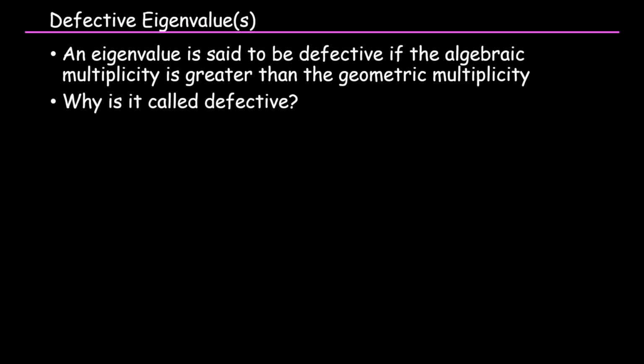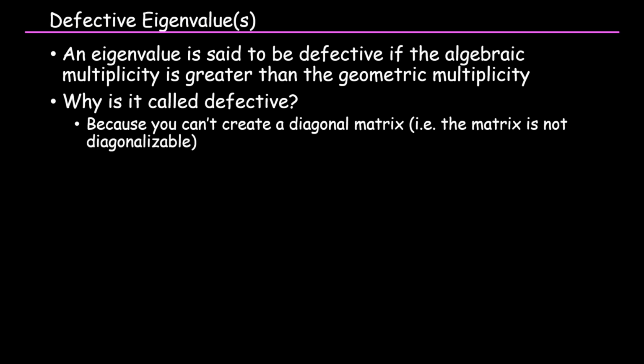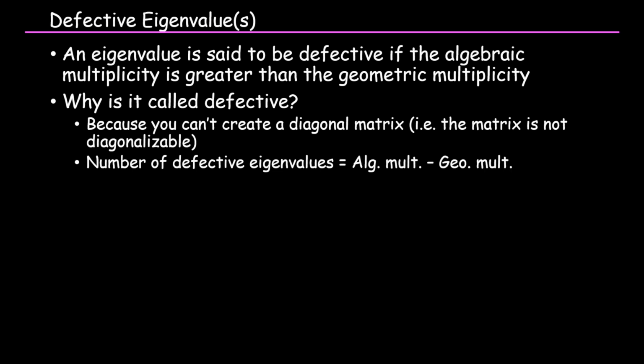And why is it defective? Well, the reason why it's called defective is because you can't create a diagonal matrix. That means the matrix you are working with is not diagonalizable, which is not good. We like diagonalization. It makes our lives easier. And so with a defective eigenvalue, you're just scrambling to find a diagonalized matrix, which you really can't. The number of defective eigenvalues in a given matrix is simply calculated by taking the algebraic multiplicity and subtracting the geometric multiplicity.